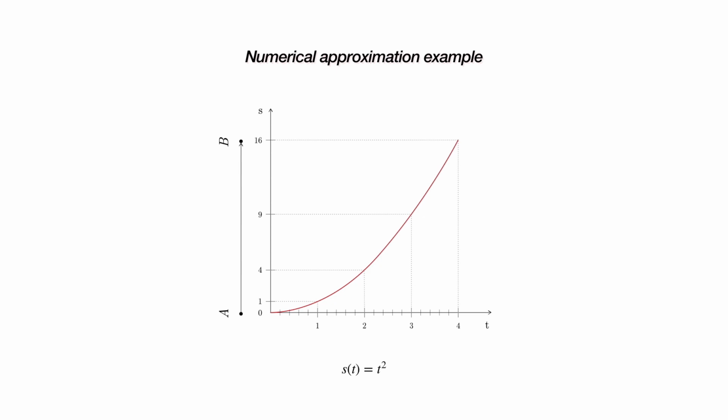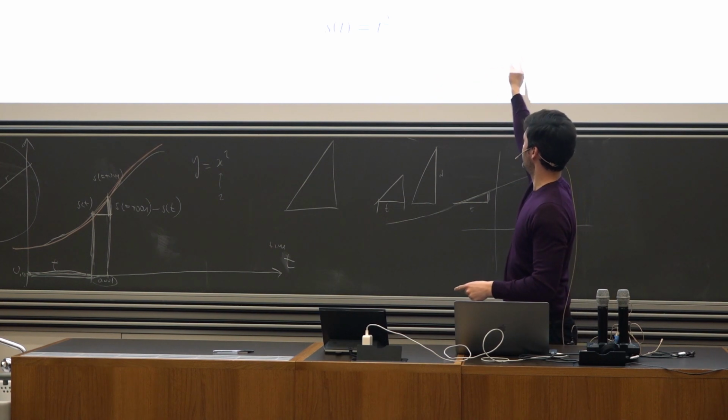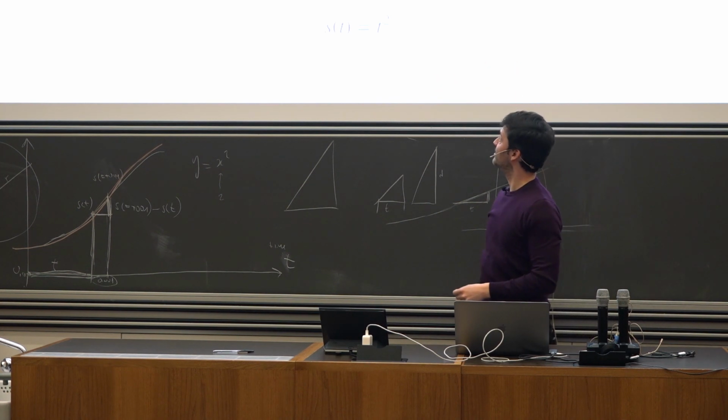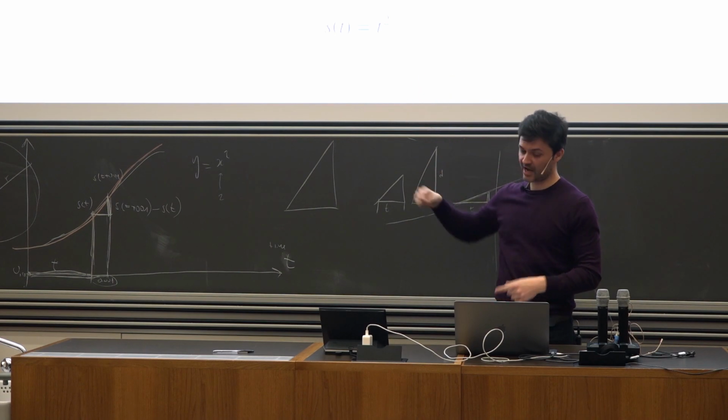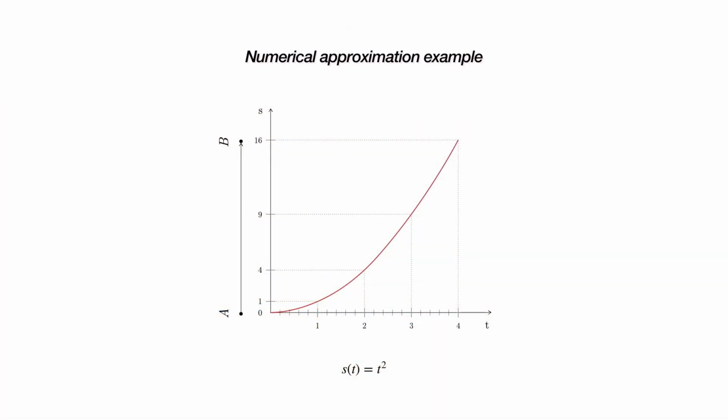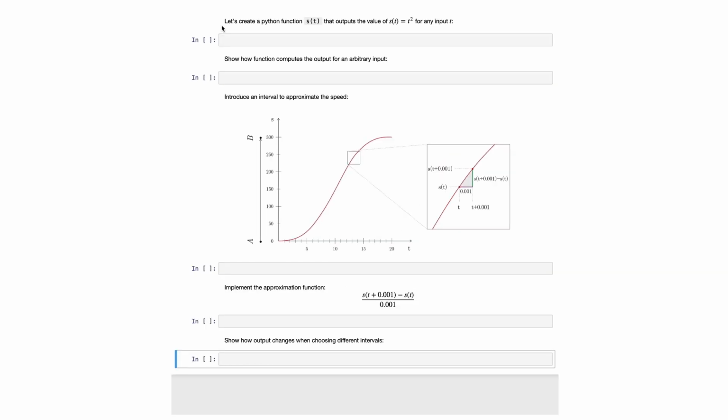Let's see how we can approximate speed for any input of time. So for anything on the x-axis, how can we approximate speed, yeah? Not distance. Here is time and distance. How can we approximate speed, which is a change of distance over the change in time? Okay.